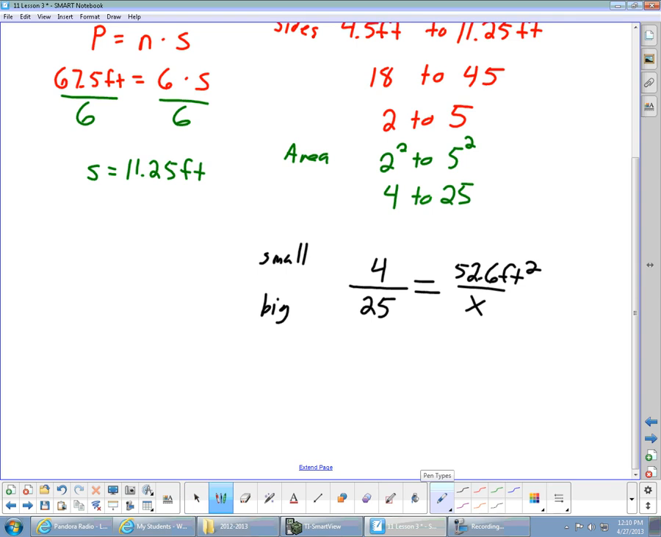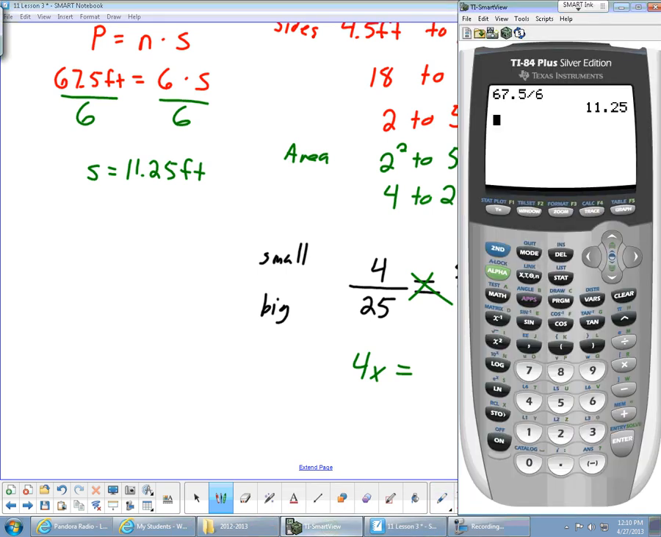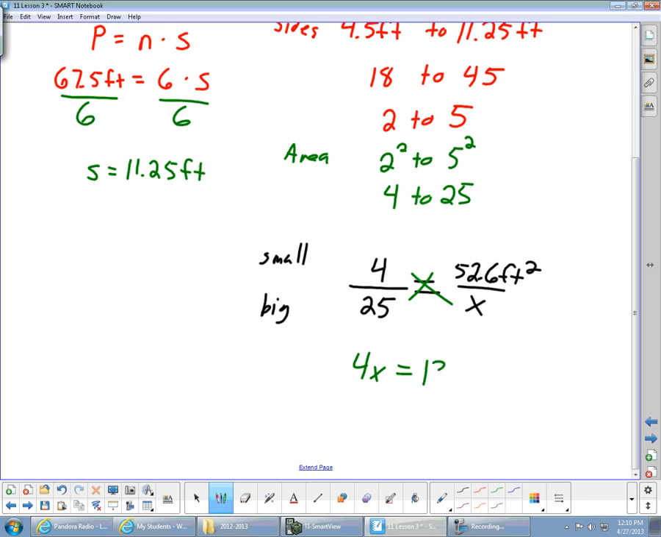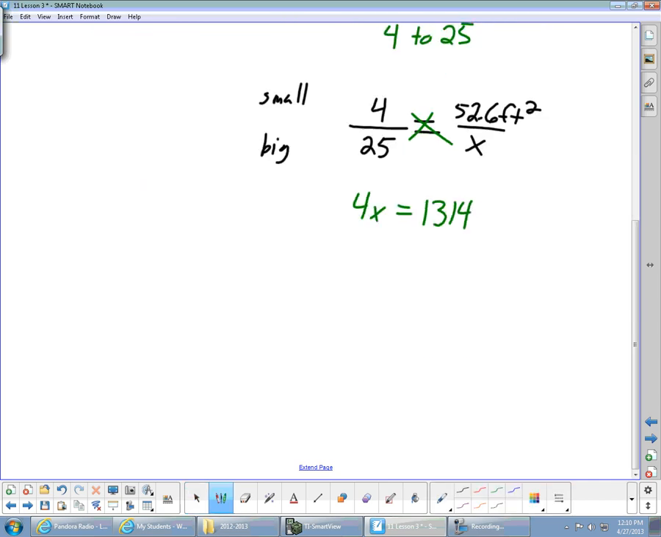And so we cross multiply, so we get 4x equals 25 times 52.6. And so let me just use my calculator here. 25 times 52.6, and I get 1,315. And then we'll just divide by 4. Divide both sides. Oh, sorry, I forgot the unit on that. That would be square feet.